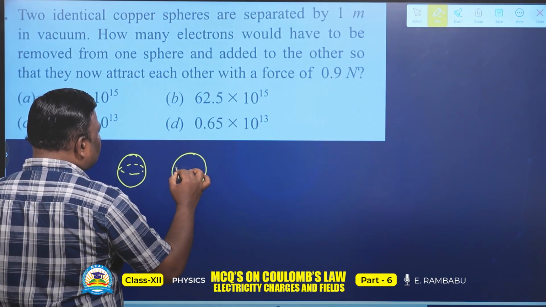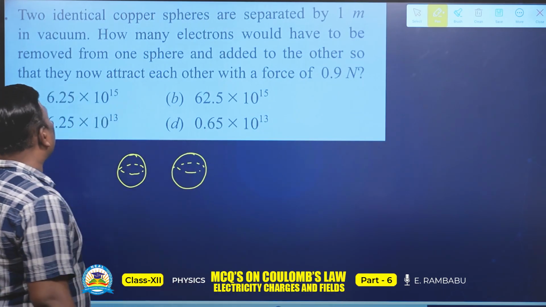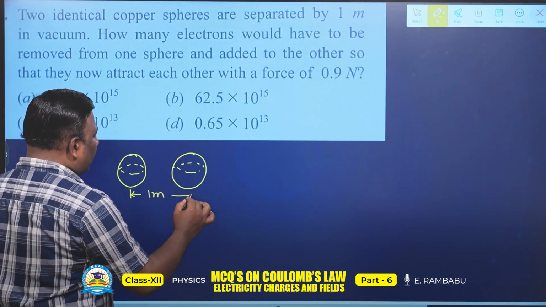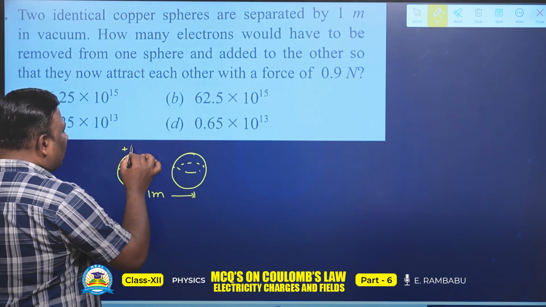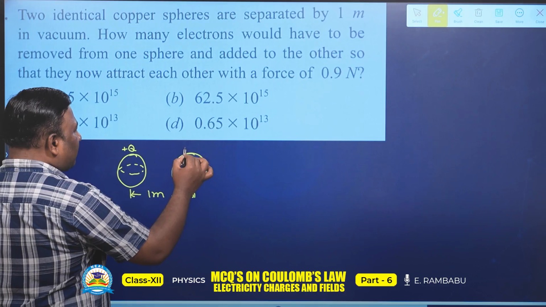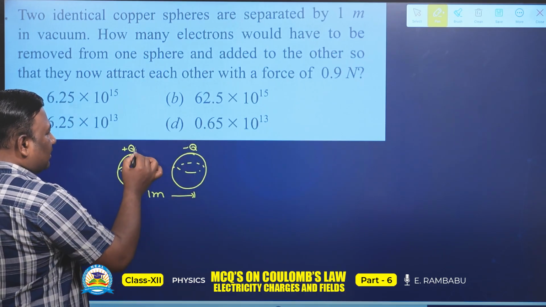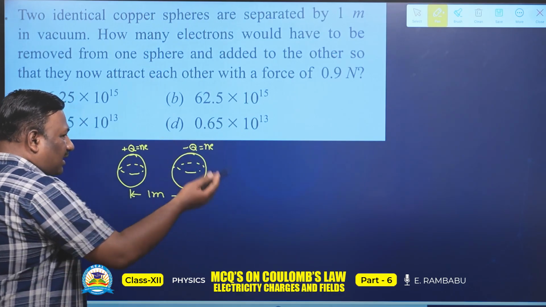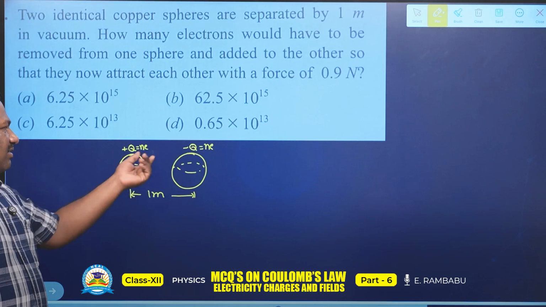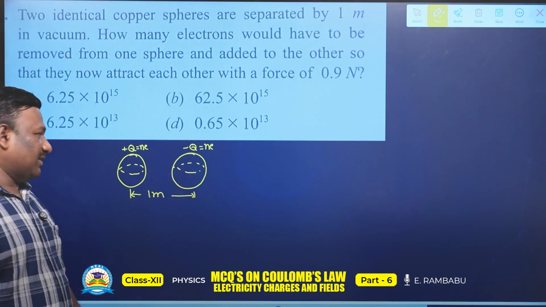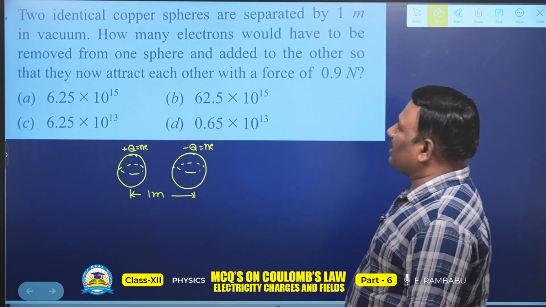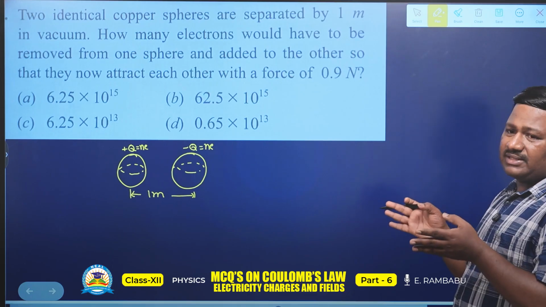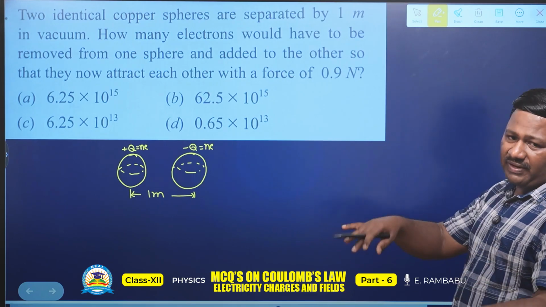These two spheres are kept at a distance of 1 meter, and one sphere loses electrons becoming positively charged, the other sphere gains electrons becoming negatively charged. So what about the charge value here? Q equal to Ne, minus Q also Ne. The number of electrons lost by one sphere is the same as the number gained by the other sphere. Now we are going to calculate, the attractive force between these two is 0.9 newtons. How many electrons are exchanged?